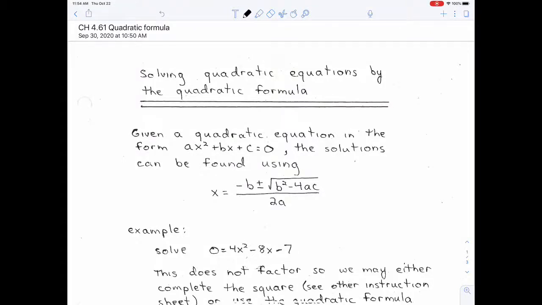Consuelo athletes, quick lesson today to end chapter 4, and then you will have the thrill of taking the chapter 4 test. What we're going to do is solve quadratic equations by quadratic formula.